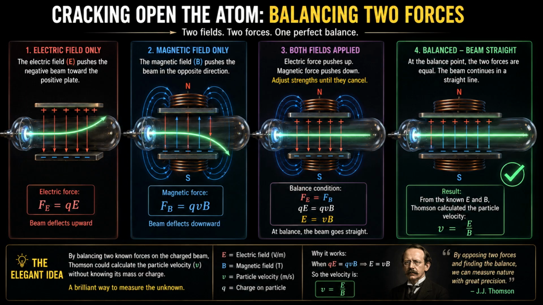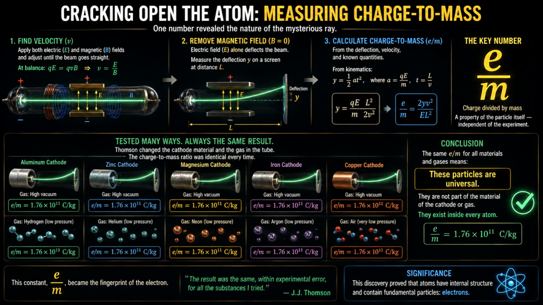This single condition let Thomson calculate the velocity of the particles directly from the field strengths, without needing to know anything else about what the particles were. It was a clever piece of experimental design, using two known forces against each other to extract an unknown quantity with high precision. With the velocity known, Thomson then removed the magnetic field and measured how much the beam deflected under the electric field alone, over a known distance.